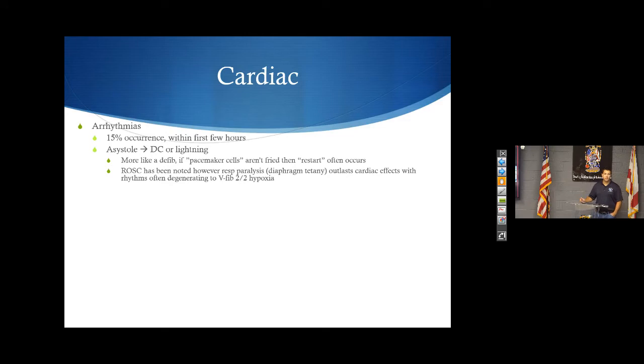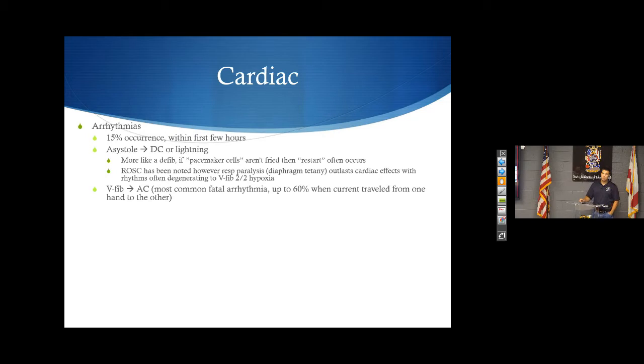So what's the problem here? What's going to happen to a patient if I don't make sure? Okay, they can actually die of respiratory paralysis. The pacemaker cells can restart in the heart, their heart rate comes back, but the respiratory muscles are still paralyzed. And so they essentially end up suffocating, okay? These can outlast cardiac effects.